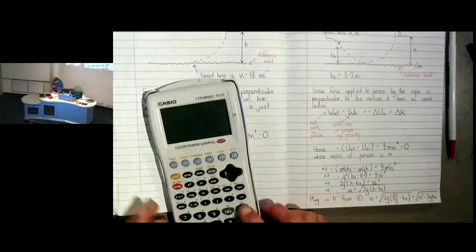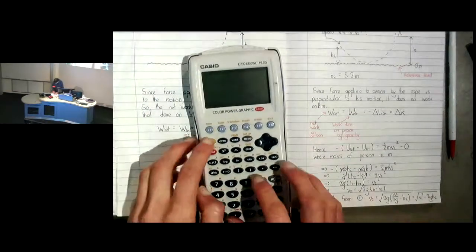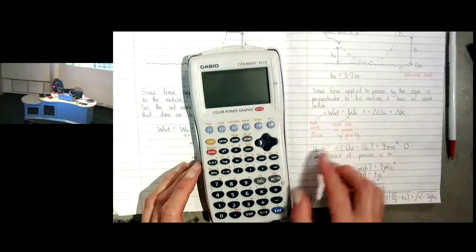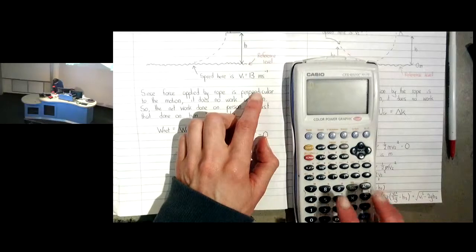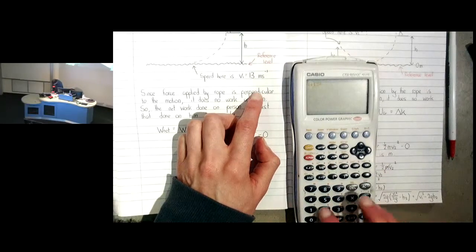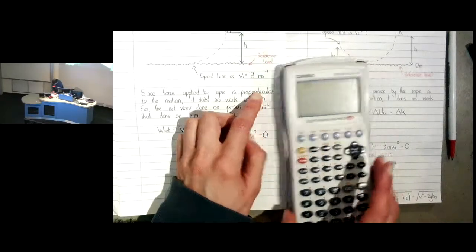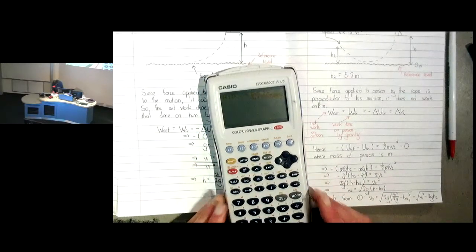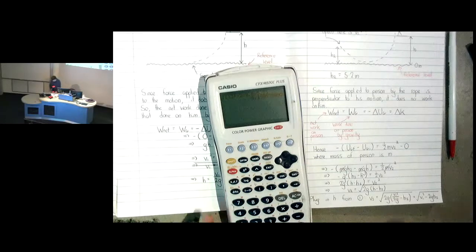And so if we plug some numbers into this, we then get that the answer must be the square root of v1 squared, which is 13 squared, minus 2 times 9.8 times 5.2. And I get 8.19 meters per second.